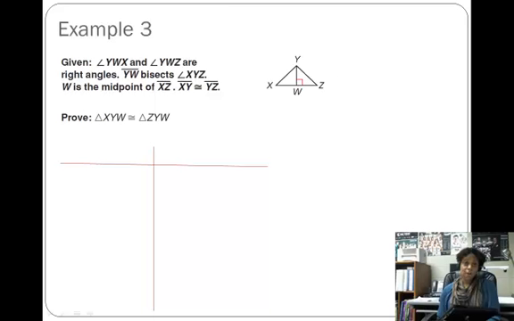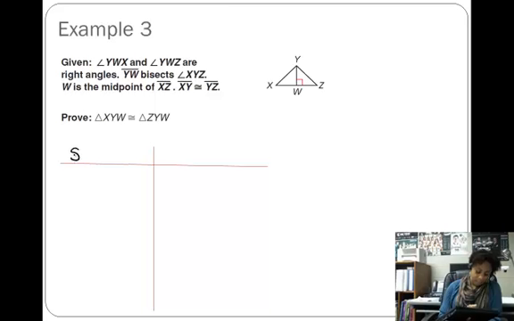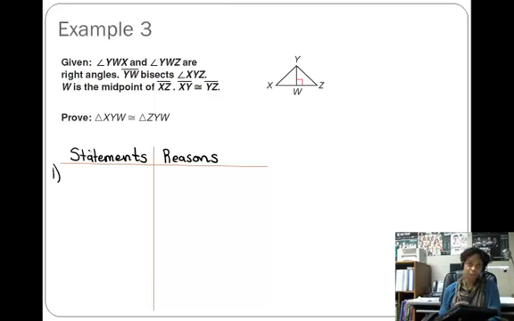So here we're given quite a bit of information, and that's good. That means we are only left to prove a certain amount of information. But here we can see that the first thing we're given is, let's see, statements and reasons. The first thing that we're given is that YWX and YWZ are right angles. That's lovely, because by the right angle congruence theorem, we know that right angles are congruent.